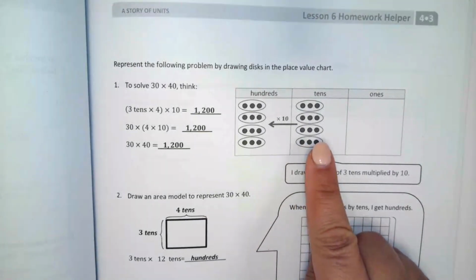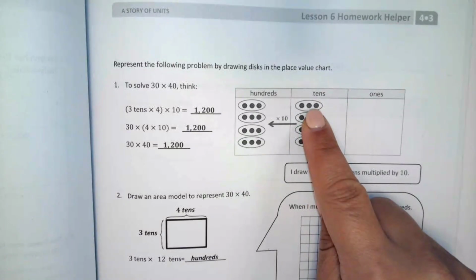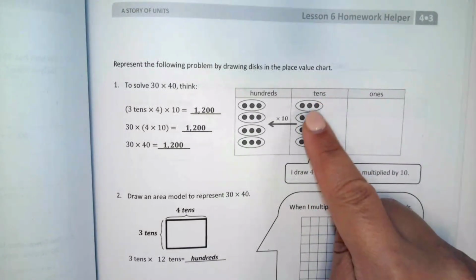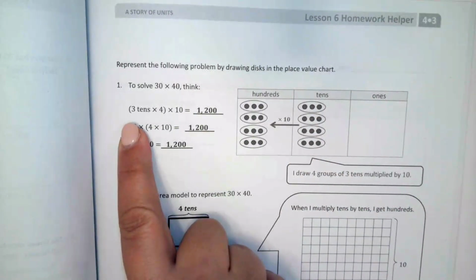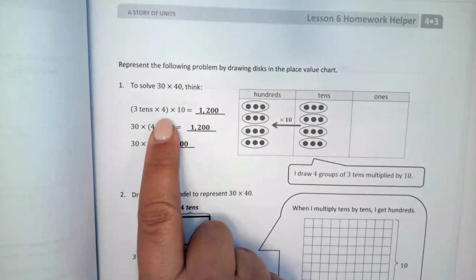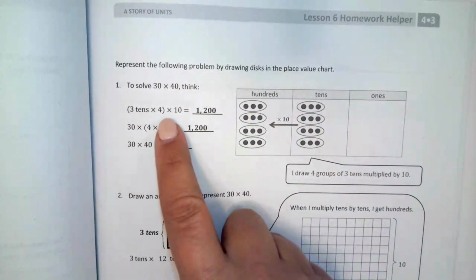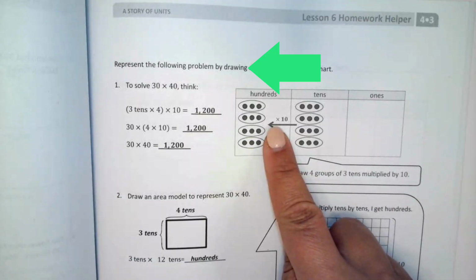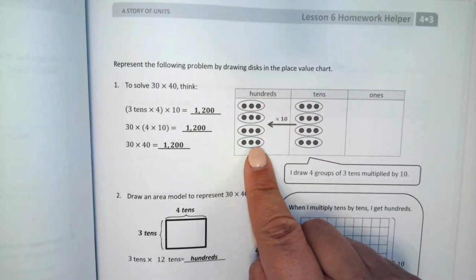Let's look at the place value chart. They made 3 tens for 30. And there's 4 groups of them for 3 tens times 4. Then to show multiplying by 10, this part, we move one place value column to the left. So that moves all of these over to the hundreds.